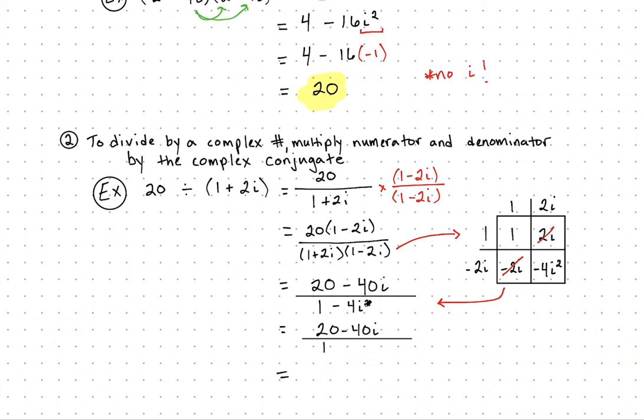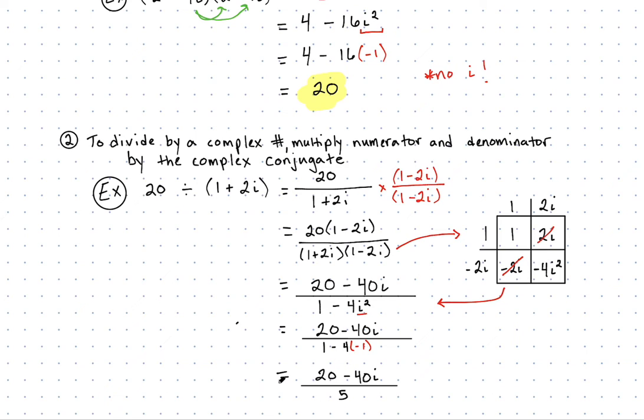Think about what this is. Let's rewrite this so you can see it a little better as 1 minus 4 times i squared, and i squared becomes negative 1. Then my last major division step: I've got 20 minus 40i. That numerator has stayed for a while. And the denominator will be 1 plus 4, which gives me 5.